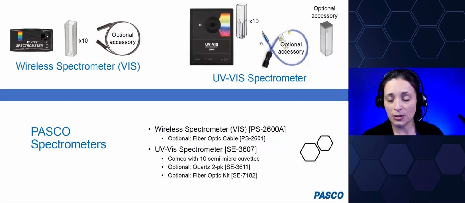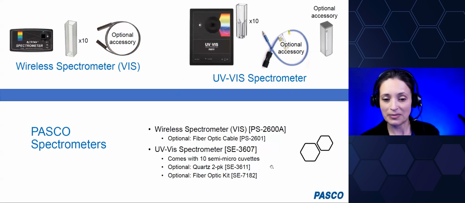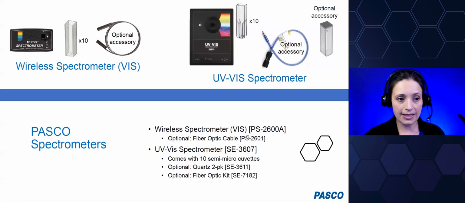There's also an optional quartz excess fiber optic cable that comes with the UV-Vis. Often I'm asked, are the cables interchangeable between the spectrometers? And the answer is no. You would want to get the fiber optic cable that goes with the spectrometer pictured up here. So the UV-Vis spectrometer part is SE3607. Okay.